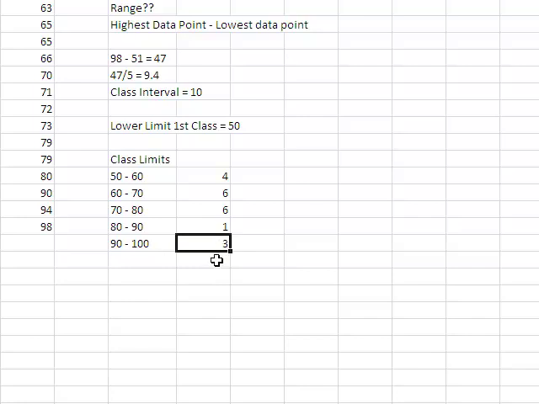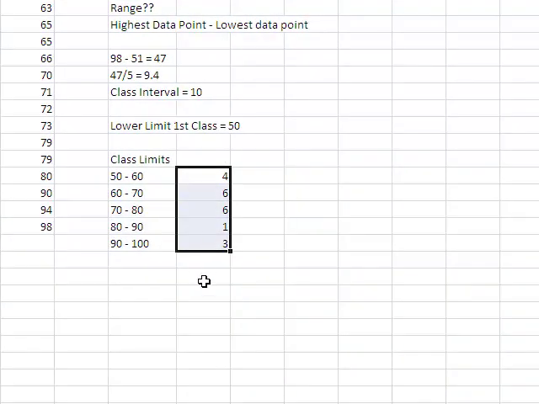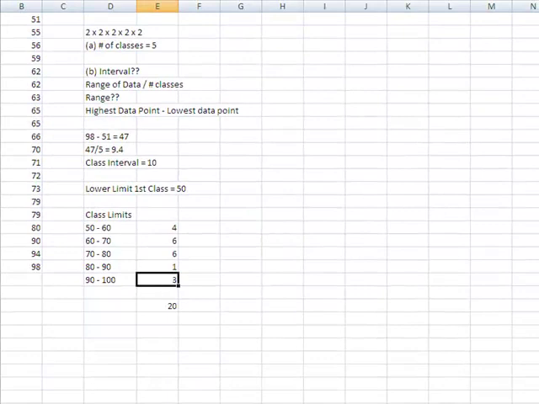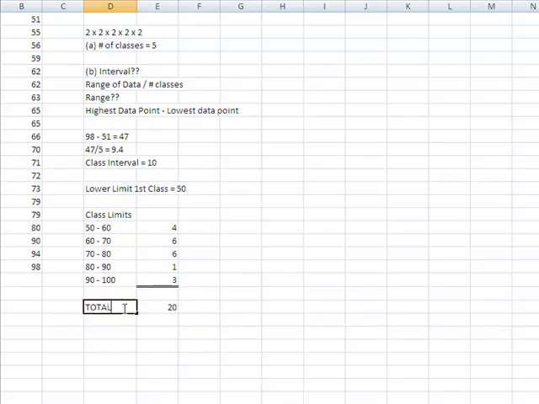The secret to this is that in order for me to check myself, I should have put every one of these data points into just one of these classes. So this column of numbers right here should total, if I did it right, 20. So we'll say 4 plus 6 plus 6 plus 1 plus 3 equals 20. So my total number is equal to 20, so that I know I'm good. This column right here is the frequency. It's just telling me how many of my data points fall into each class.